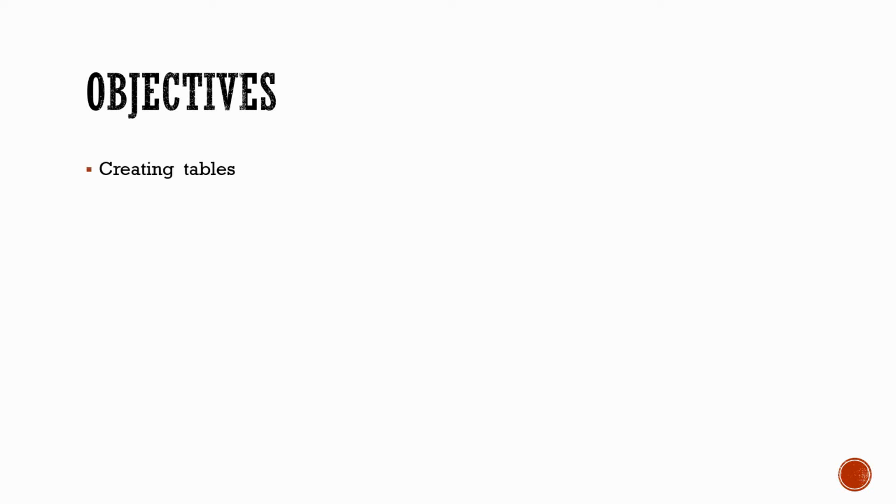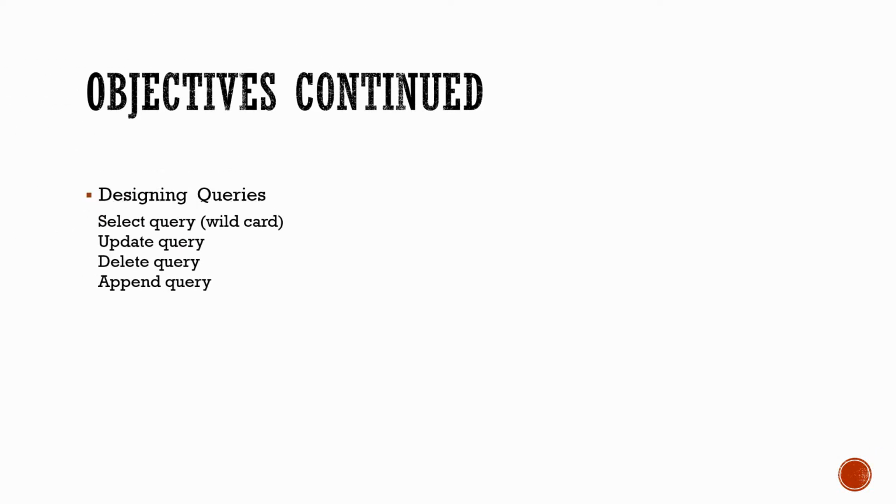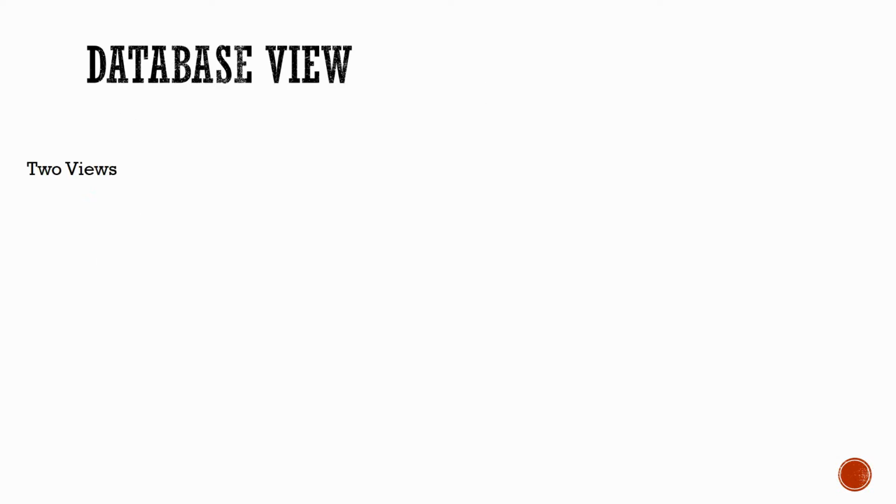Now these are the objectives for the series of lessons. They are creating tables in Access Database, assigning primary keys in the tables, establishing relationships, reports, and forms. Also, we'll be designing queries, which includes select queries, wildcard, update queries, delete queries, append queries.